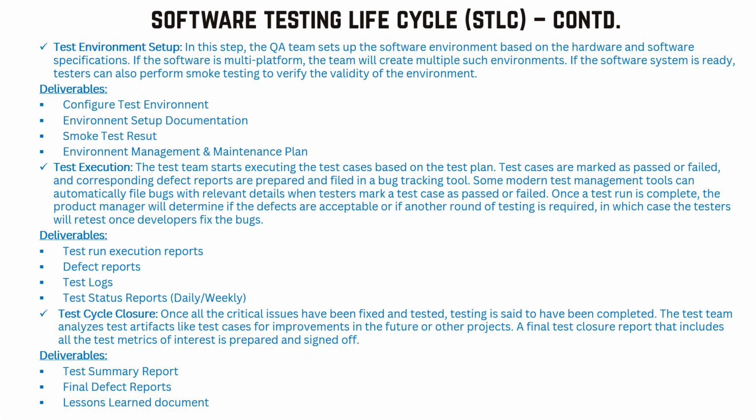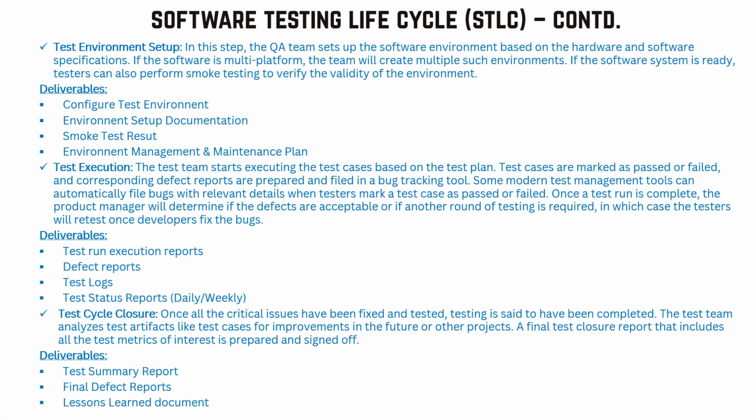Once your test environment setup is done and your smoke test has passed, you can go for full-fledged testing as part of the test execution phase. The test team starts executing the test cases based on the test plan. Test cases are marked as pass or fail, and the corresponding defect reports are prepared and filed in a bug tracking tool. A bug tracking tool can be anything like Jira, Rally, ALM, Azure DevOps, etc. Some modern test management tools can automatically file a bug with relevant details when the tester marks a test case as failed. Once the test case is complete, the product manager will determine if the defects are accepted or if another round of testing is required, in which case the tester will retest once development fixes the bug.